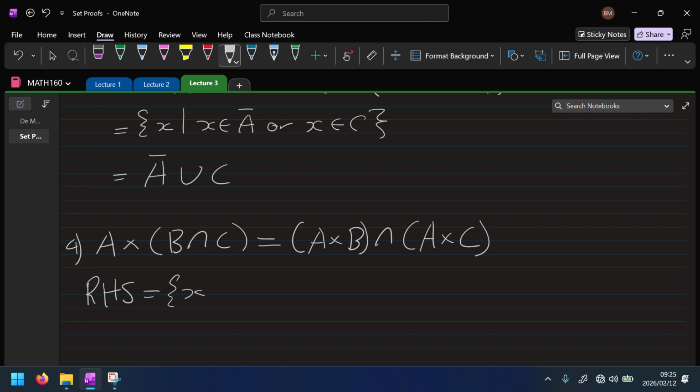Okay, so we have x such that x is an element of, well, here we have an intersection, so x must belong to the first one and the second one. Does everyone see that? The intersection will become an and.